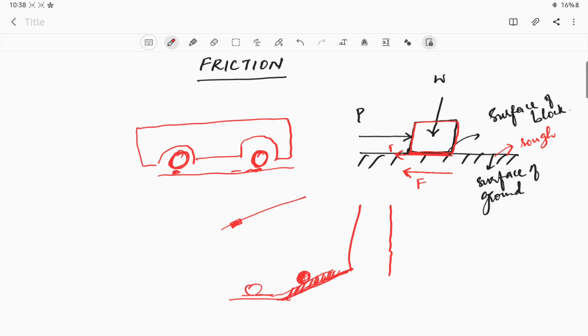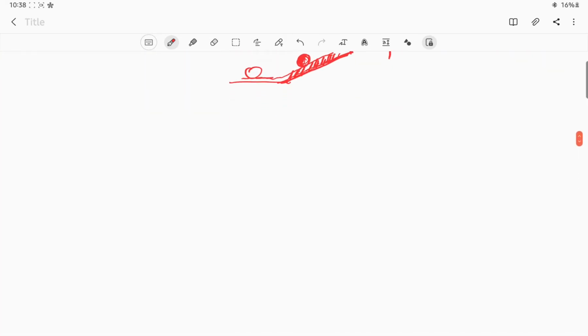Now I will give you some important definitions of friction. So you can write here.